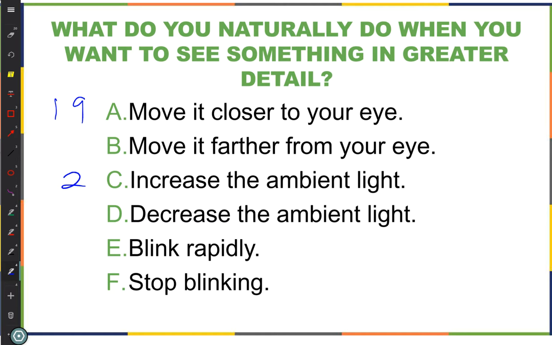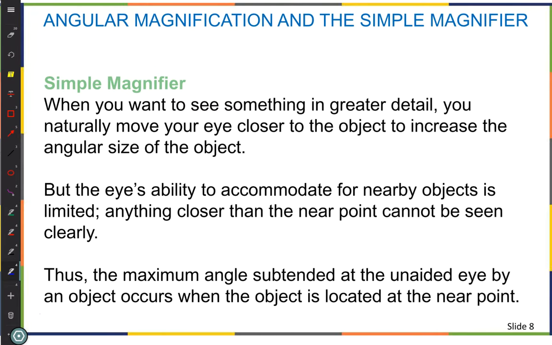I'm not sure how blinking would help you. Not blinking would probably be a problem because then your eye would start being uncomfortable. But these two here were both good answers. We're going to focus on the one that 19 people said, to move it closer. So to get the biggest angle that you could get with just the naked eye, you'd bring it as close as you can focus. What do we call the closest distance that you can focus on? Near point. So you bring the object up to the near point.